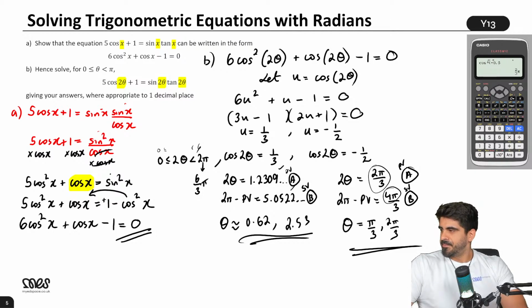How do I clear my stored values? You don't need to. You don't need to clear anything. You could just overwrite it. But if you do want to clear it, you just reset your calculator. That's it.